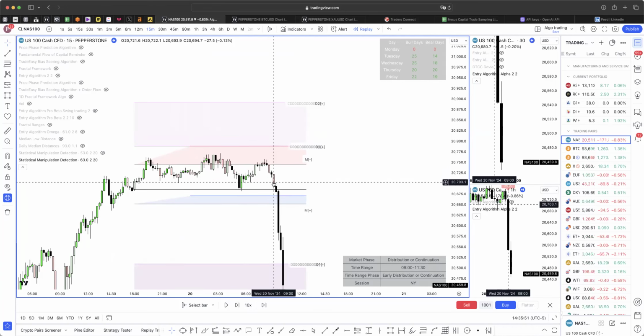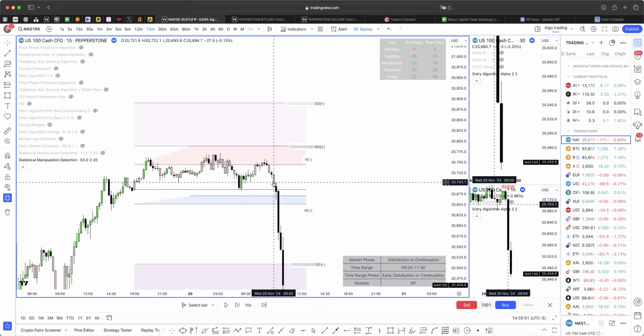Time range, early distribution. Now look at the time range phase on the bottom right corner. Just look at it closely. As I play this, it says mid distribution, right? So what else? That's simple. You look for another distribution. Done. Now we can make changes to this to make it a bit easier to understand, but this is as simple as it gets. Now, if we take this again to the previous day, let's see what the stats did.